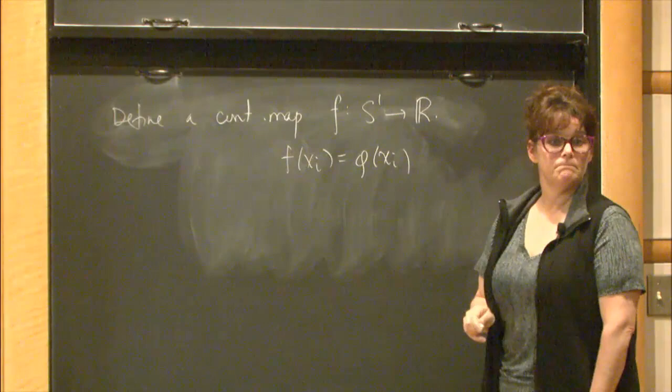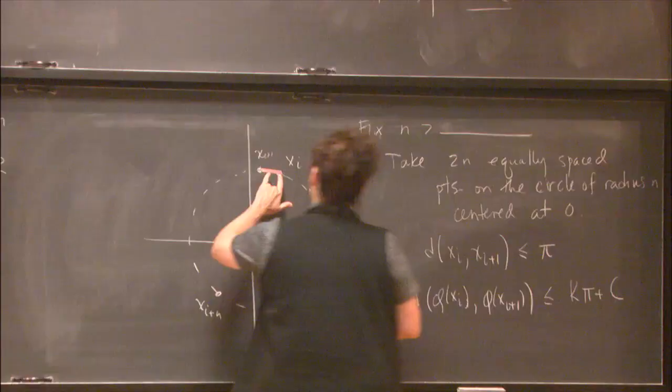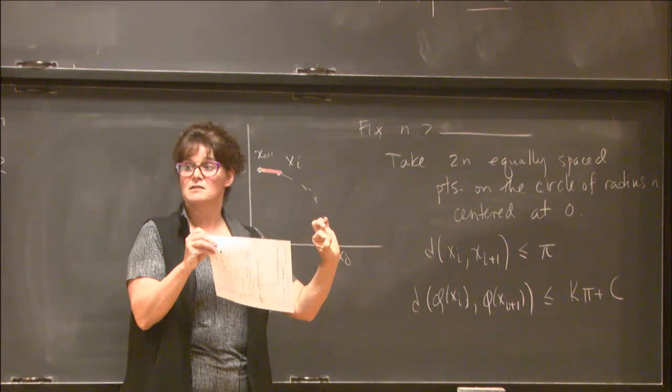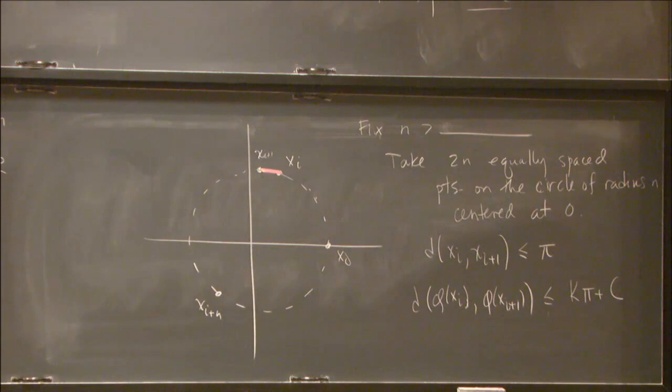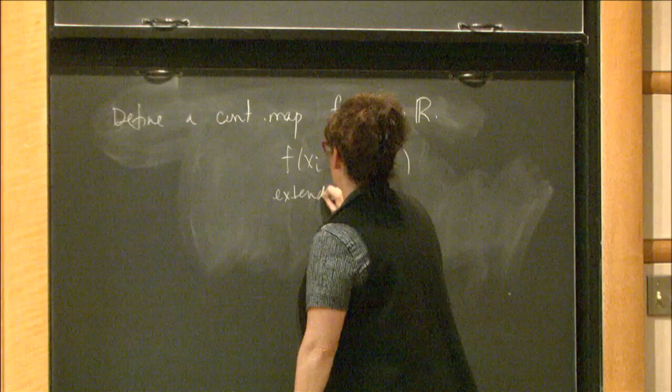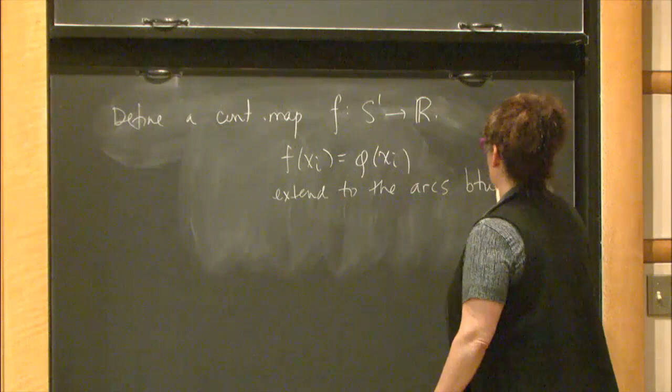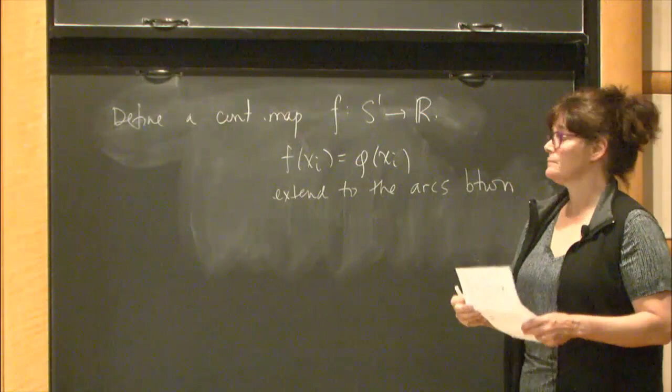And all I'm going to do to make it continuous is, for these little arcs in between, I'm just going to send that arc to the interval between the image points. It's bounded, so this is a totally OK thing to do. That's what's going to make it continuous. Each one of those goes to a little bounded piece, and then just extend to the arcs between. All right, and it's key that that's bounded to make this a continuous map.